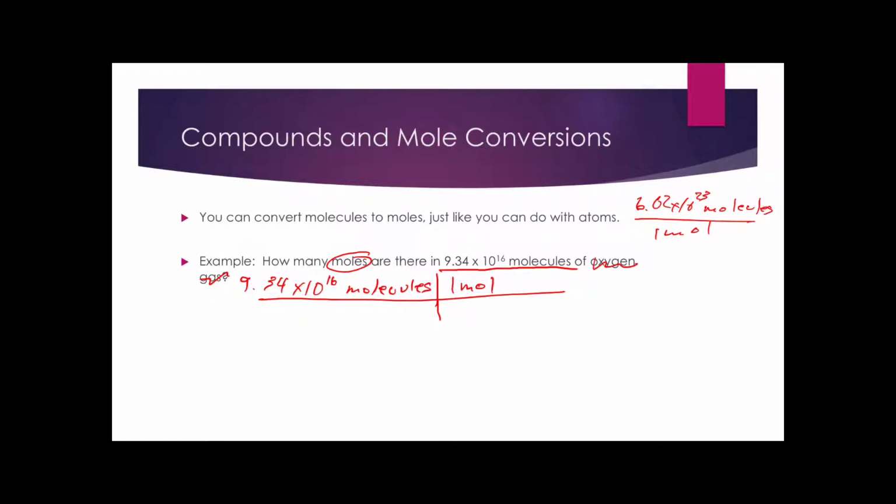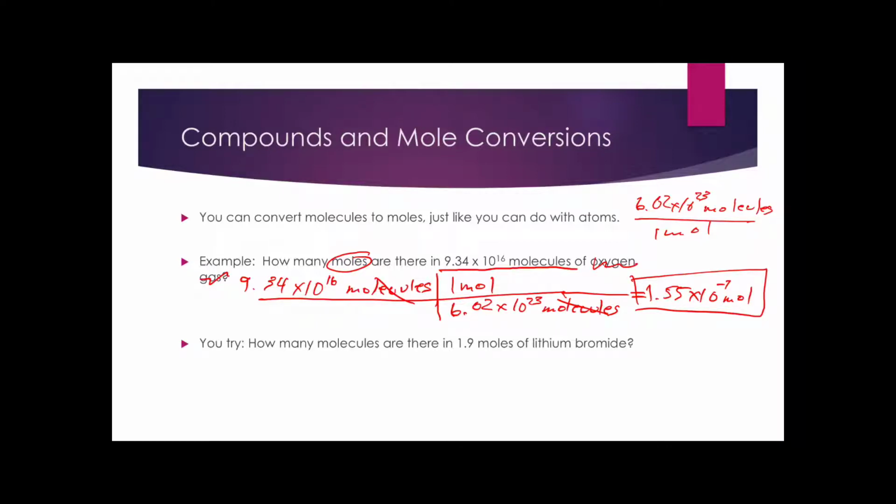It's always a good bet that what you're looking for is on top, unless you have a split unit. And then I'm going to put molecules on bottom, so 6.02 times 10 to the 23rd molecules. And I'm doing that so that I can cancel those units. Remember, the value doesn't cancel, just the unit. So you plug that into your calculator, and you should get 1.55 times 10 to the negative 7 mole. Great. So now you give this one a try.